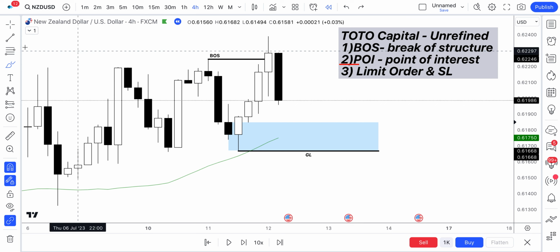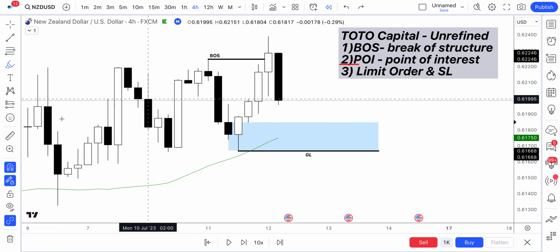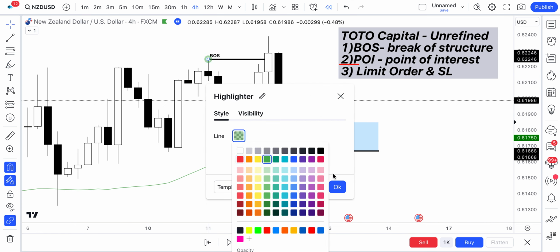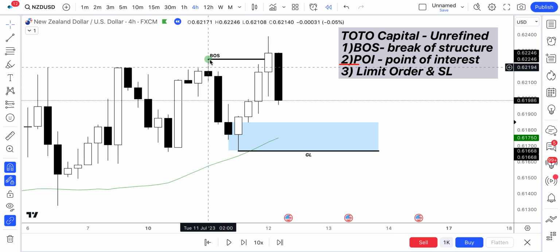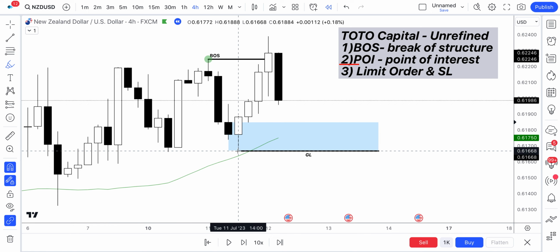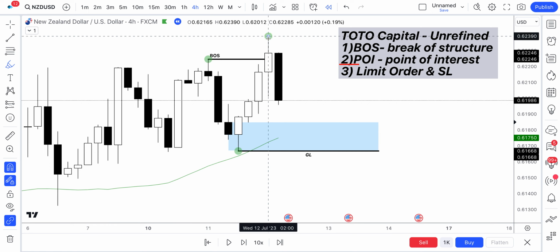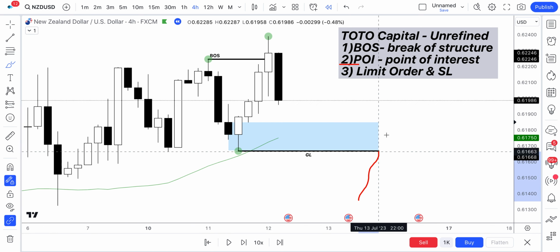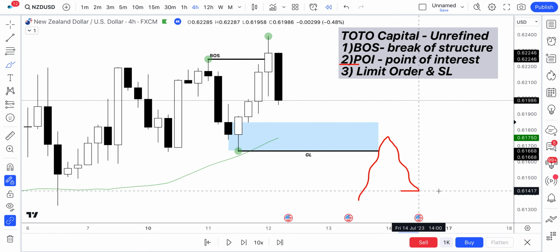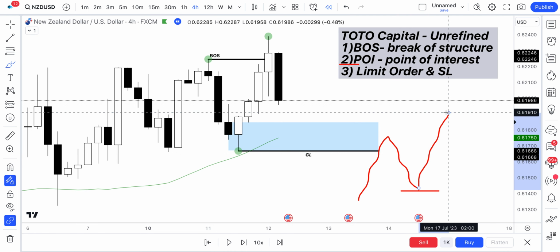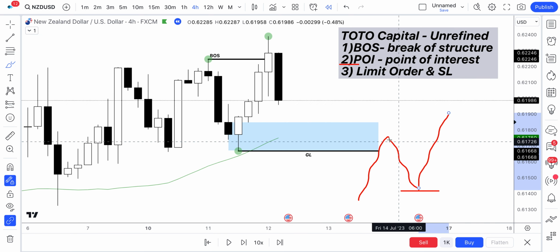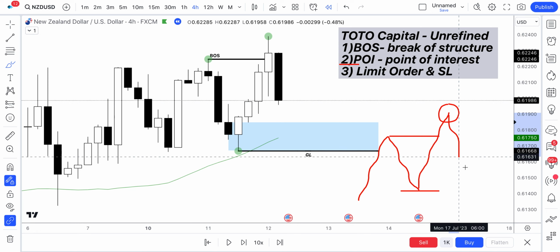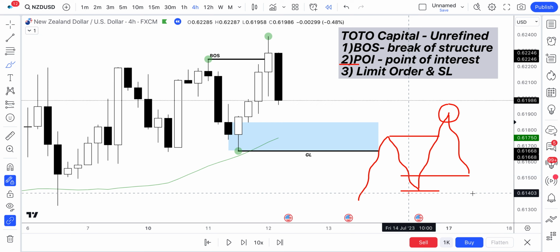Okay, I want to mark on the market structure to make it very simple for you guys here. So let's mark this on in green, just to indicate bullish market structure. So we have a high in the market, followed by a higher low, followed by a higher high. So what we're anticipating once we see a new higher high in the market, this is bullish market structure, therefore we can look for a pullback into a specific area.